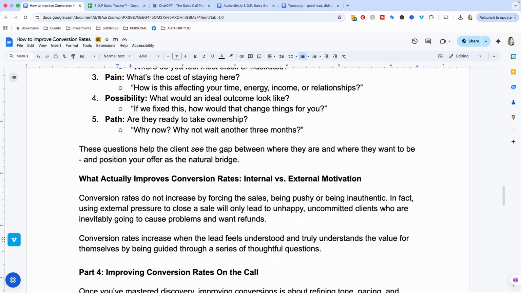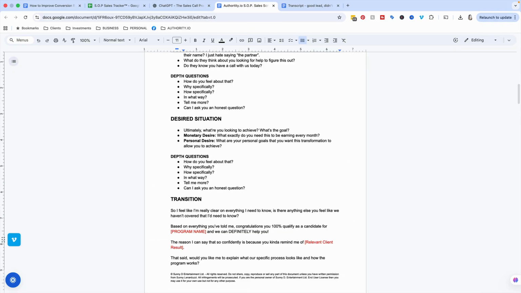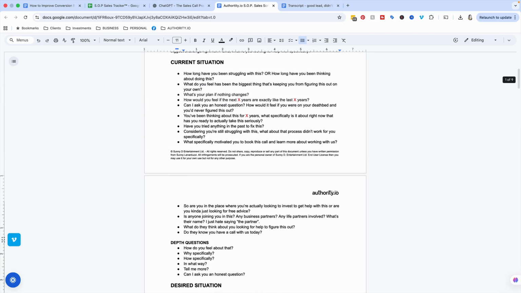Then the path. So are you ready to take ownership? Why now? Why not wait another month, 3 months? This is so important to ask. And we kind of talk about this in the current situation.